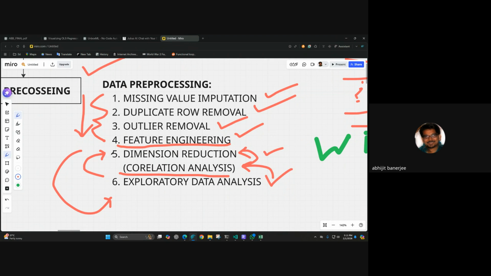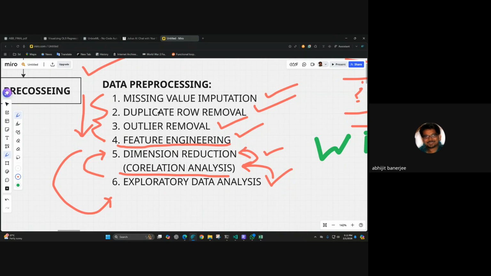We'll do them in sequence. We'll stop. We'll jump to 6. And then we will be doing exploratory data analysis. Then we get correlation analysis. Once we have that, we again do dimension reduction.